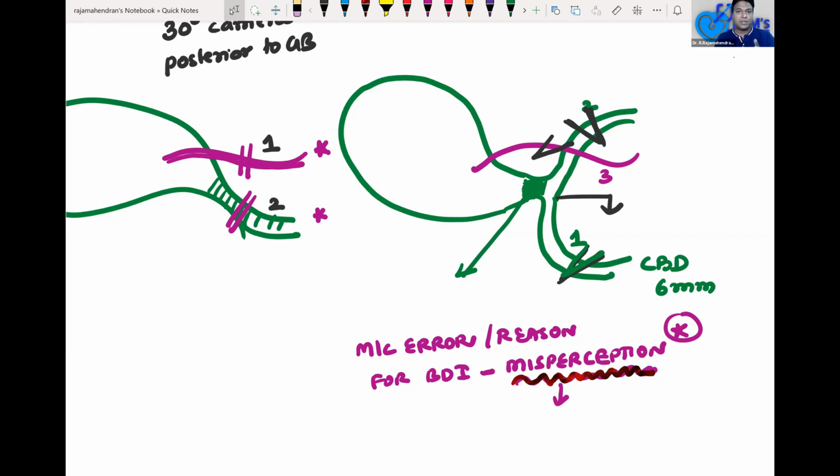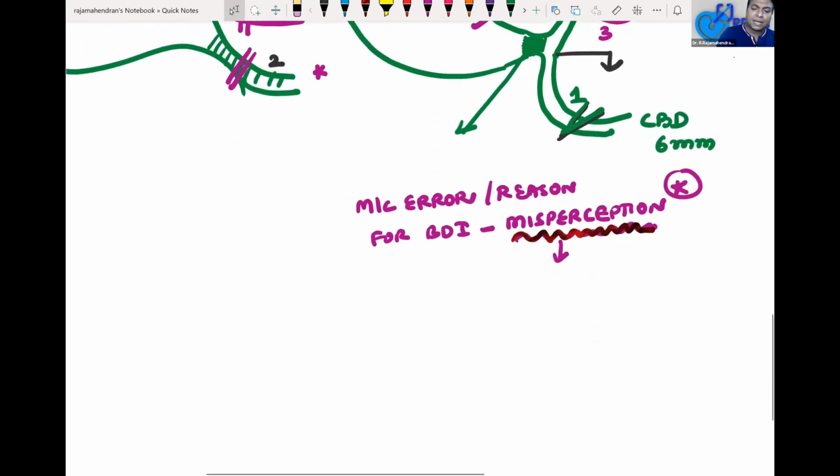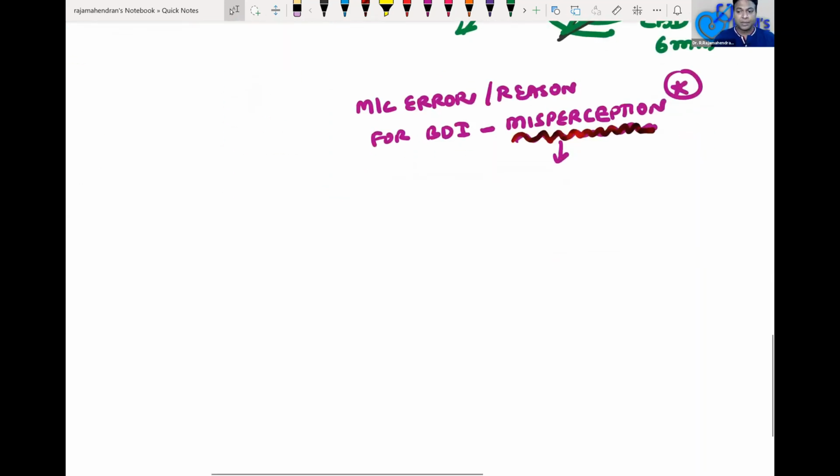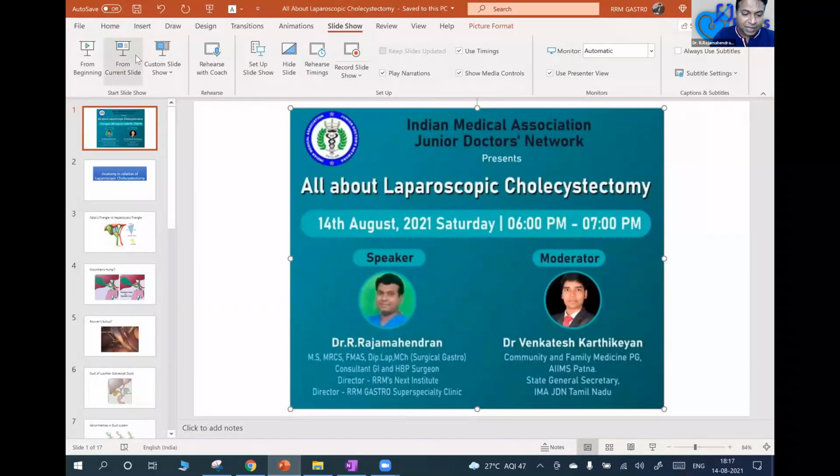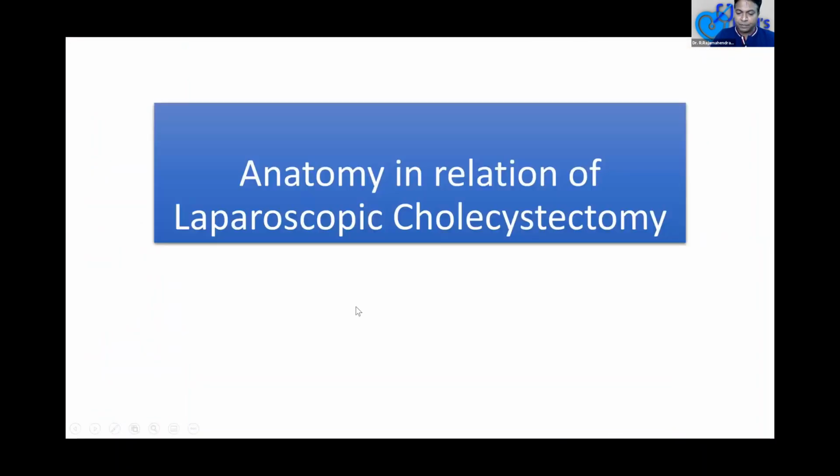So in laparoscopic cholecystectomy, you should be very careful. You should know all the anomalies. There are enormous anomalies around the gallbladder and cystic duct. You should be knowing them, and you should be playing very safely in a laparoscopic cholecystectomy. Let me show you some essential things you should not forget for your exams.